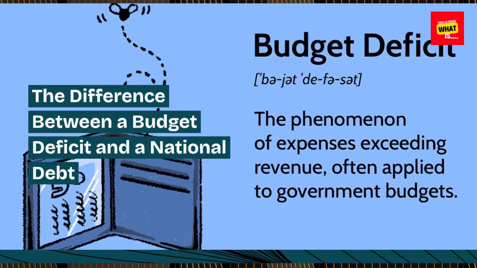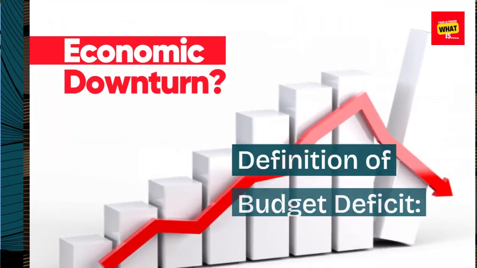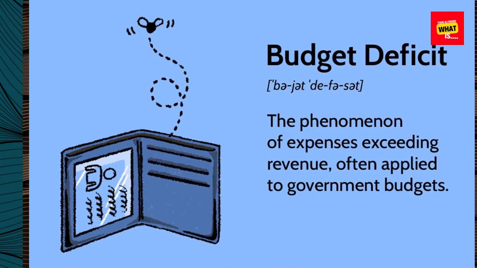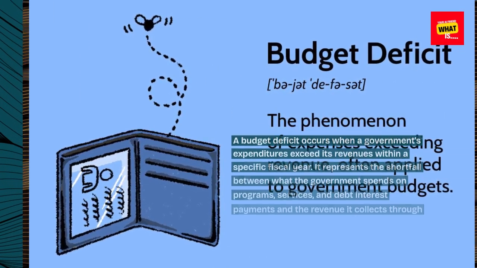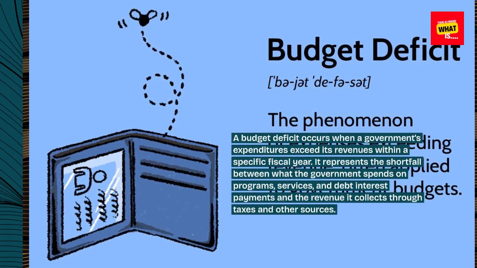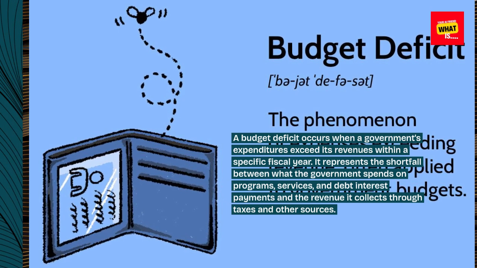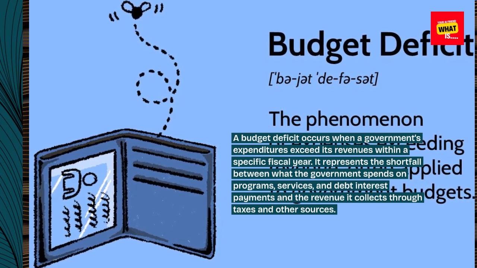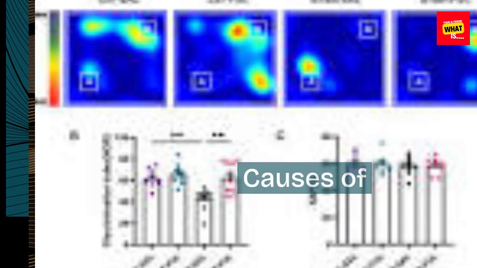The difference between a budget deficit and a national debt. Definition of budget deficit. A budget deficit occurs when a government's expenditures exceed its revenues within a specific fiscal year. It represents the shortfall between what the government spends on programs, services, and debt interest payments and the revenue it collects through taxes and other sources.